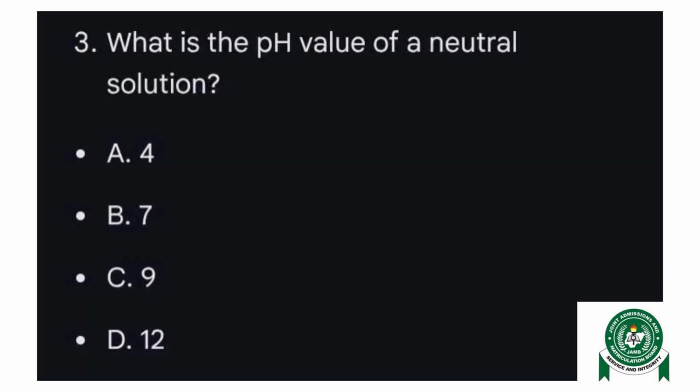Question 3 happens to be a very simple question, but people often forget this question in the exam hall. It says, what is the pH value of a neutral solution? Option A, 4, B, 7, C, 9, and D, 12.